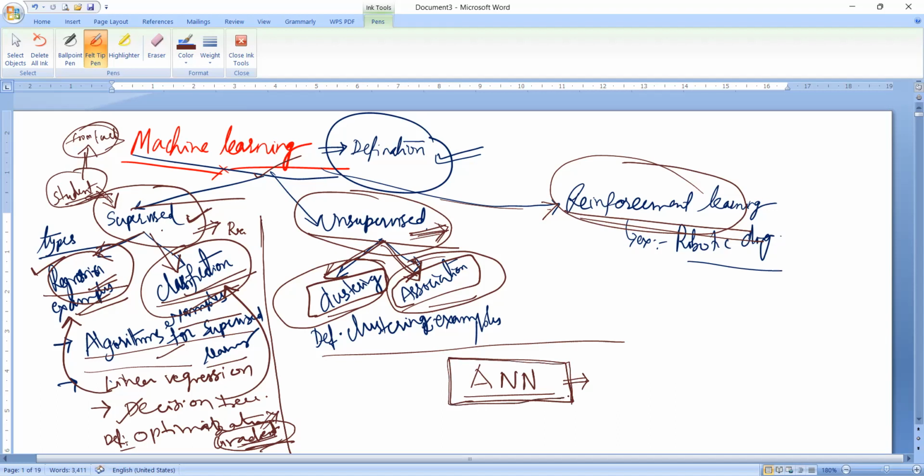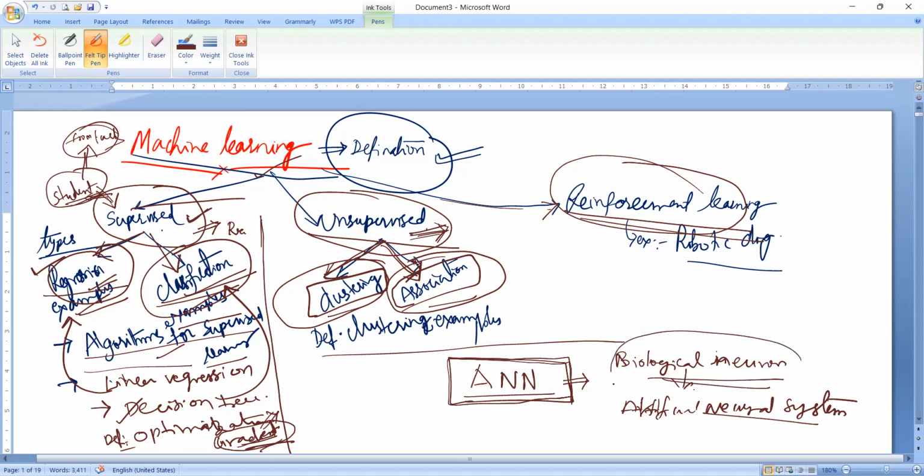So we'll see how the biological neuron is converted into an artificial neural system. I'll explain the construction, what the activation functions are and why, and how this artificial neural system acts like a biological neural system, able to take decisions like a biological neural system, and all those things. So we'll see this one.